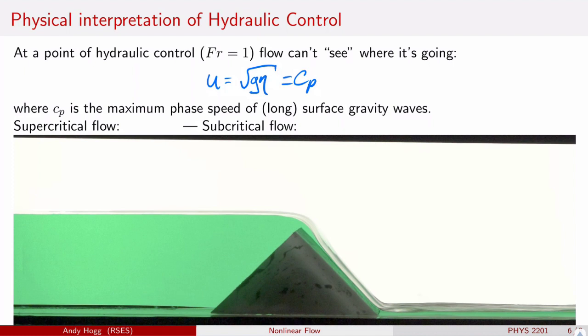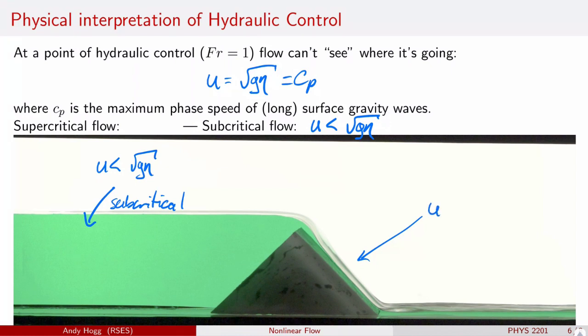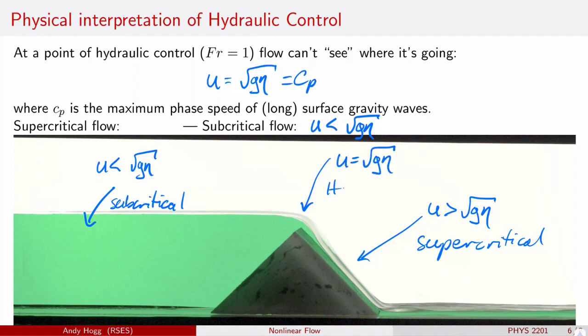This leads to definitions of super and subcritical flow. Subcritical flow is when the velocity is smaller than the wave speed, and this is what's happening upstream. Downstream, flow is supercritical. Velocity is exceeding the square root of g eta. That means all the waves have to be travelling with the fluid, and nothing can travel back up the slope here. Exactly at the top, we have an exactly critical flow. It's called a point of hydraulic control, and that's where u exactly equals the square root of g eta.